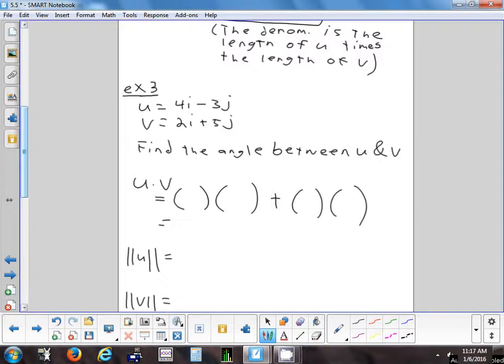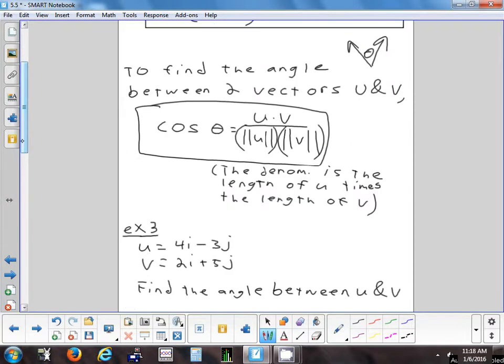Would it be 4 times 2? Yeah, 4 times 2. And then negative 3 times 5. 3 times 5. Okay, so we're going to get 8 minus 15. And 8 minus 15 gives me negative 7. Okay, that's the first thing I need. All right, so I've got the numerator.